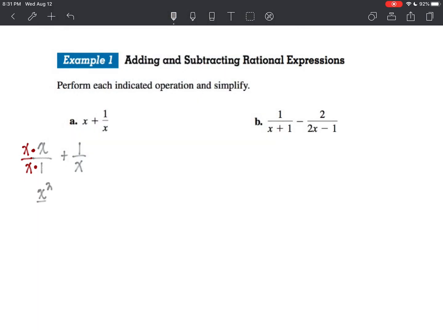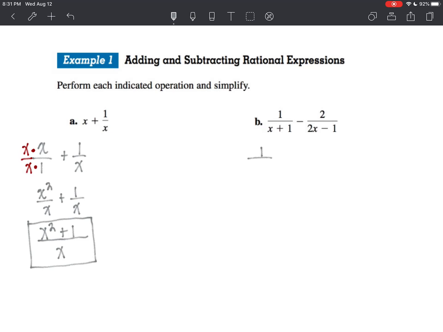So we've got x squared over x plus 1 over x. And now we can rewrite that all over x. You retain the denominator and you add the numerators. Voila. Okay, so you retain that denominator, you retain the common denominator, and then you add the numerators. When you're subtracting, you retain the denominator and you subtract the numerators. And we'll try that in this next one.